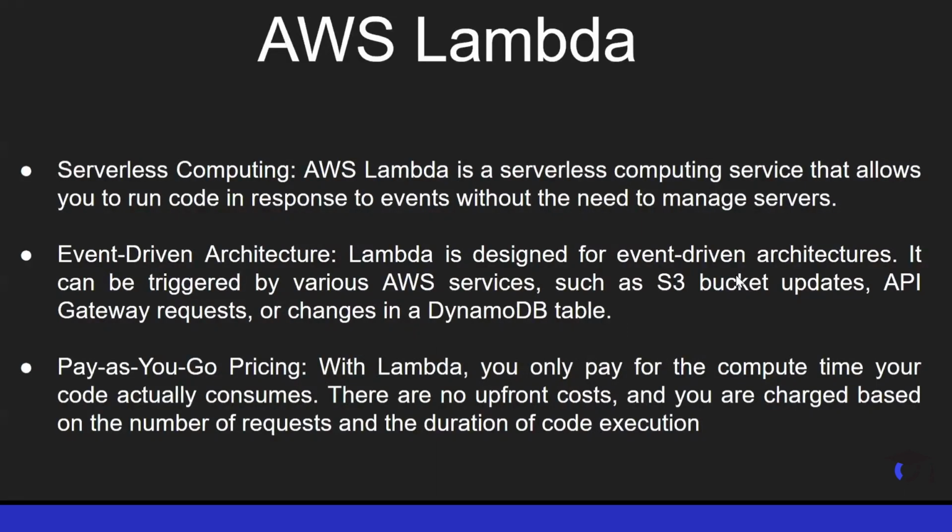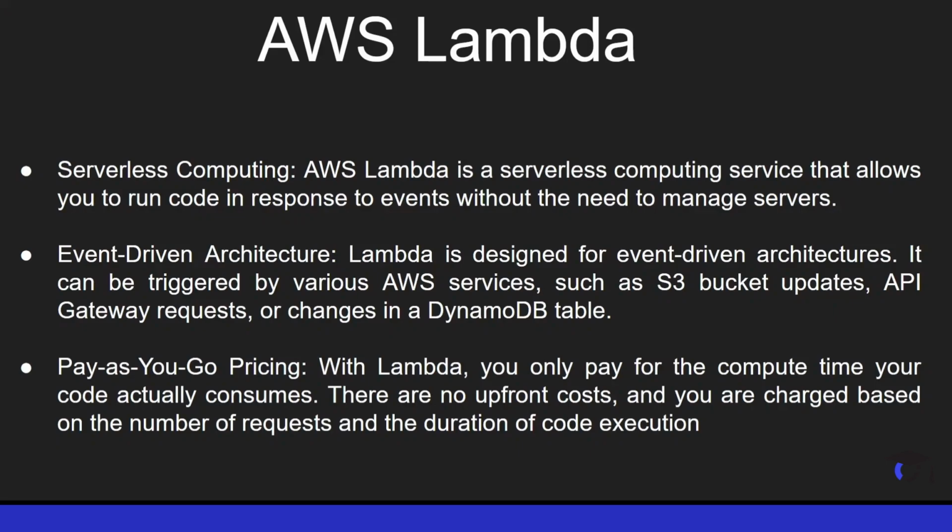So what is AWS Lambda? AWS Lambda is a serverless computing service that allows us to run code in response to events without the need to manage servers. Serverless itself means that we don't have to manage servers. With the Lambda service, we can run code which can be written in any programming language, for example, Node.js or Python, without managing the server. In our past videos, we have seen the EC2 service, where we managed our own server. But here, we will not have to manage any kind of server. AWS is going to manage the server for us.